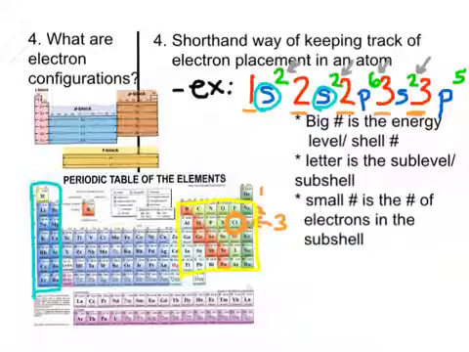Here we've written down explanations of the different things in the electron configuration. The big number out front is the energy level or the shell number. The letter represents the sublevel or subshell, and the small number up on top, called a superscript, is the number of electrons in each of those subshells.